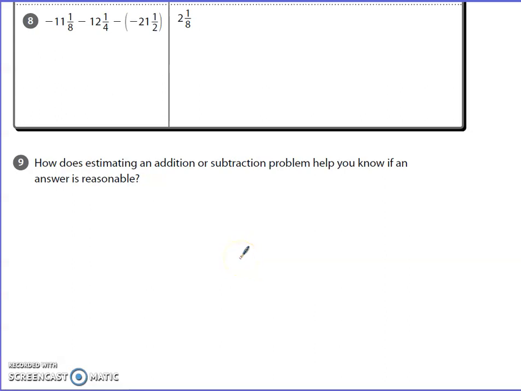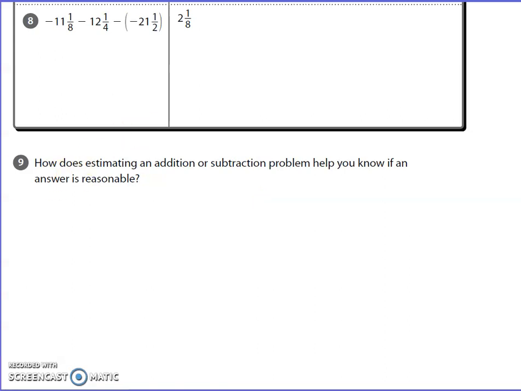Let's do number 9. It says, how does estimating an addition or subtraction problem help you to know if an answer is reasonable? Well, estimating is getting a problem where you can use mental math to see if an answer is reasonable. That way, if you go through all this long work and you figure out at the end that you might not be right, your estimate is a really great fallback to see if you're even in the realm of a correct answer. Let's keep going.